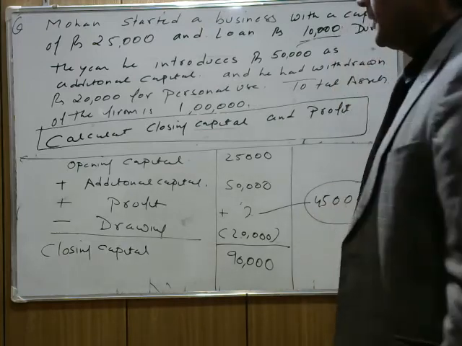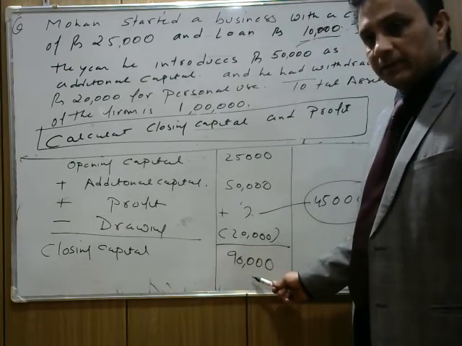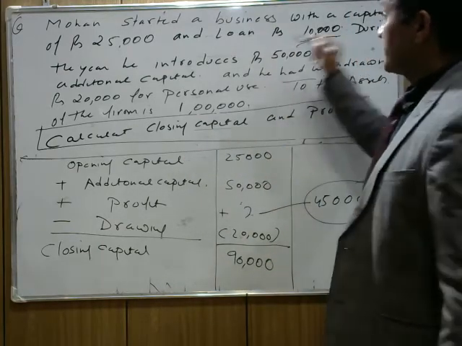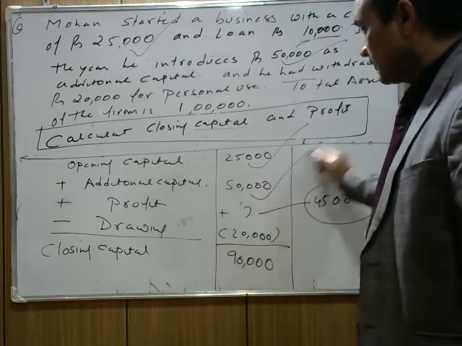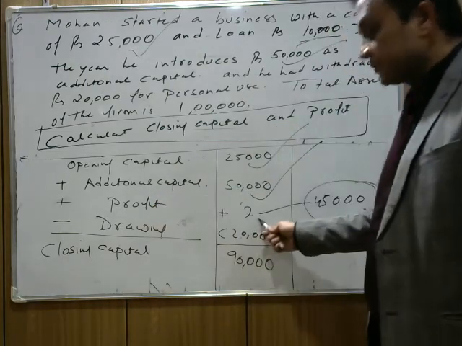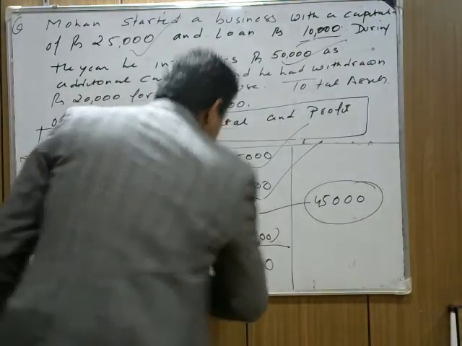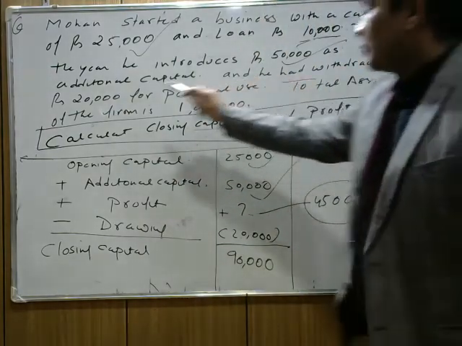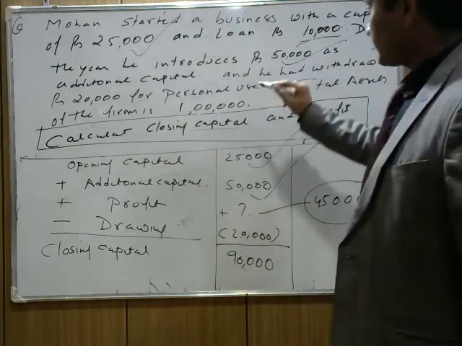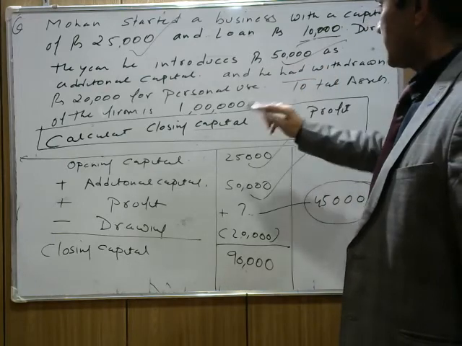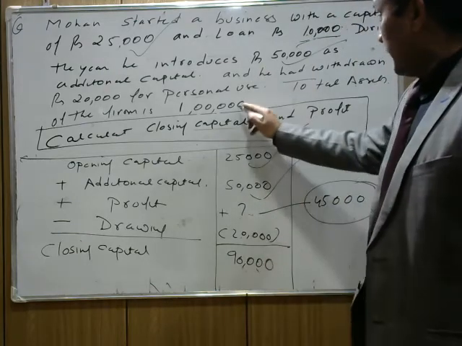How can you find the profit? Again, repeat: opening capital plus additional capital plus profit minus drawing, you get the closing capital. In this question, opening capital is given, 25,000. Additional capital introduced in the business, 50,000, is also given. Then we need to add profit. The profit is not given to us, so we just mark a question mark over here. The drawing is given in the question, 20,000. And how do we find the closing capital? Assets minus liability: your asset is 1 lakh, your liability is 10,000, your capital is coming 90,000.